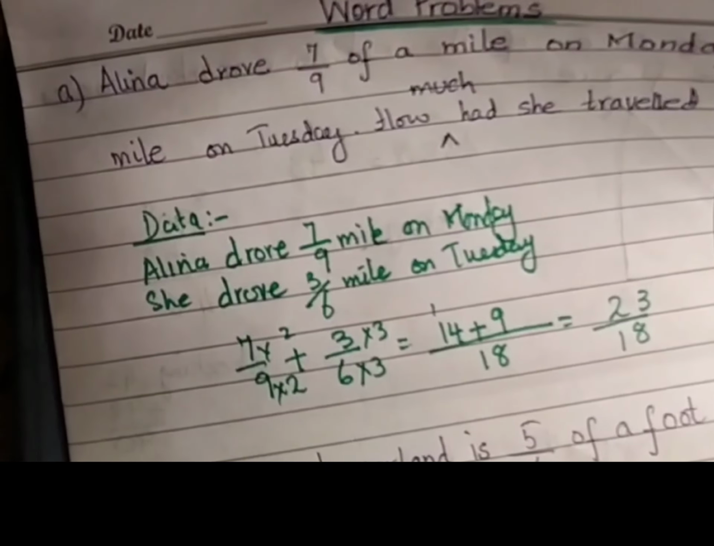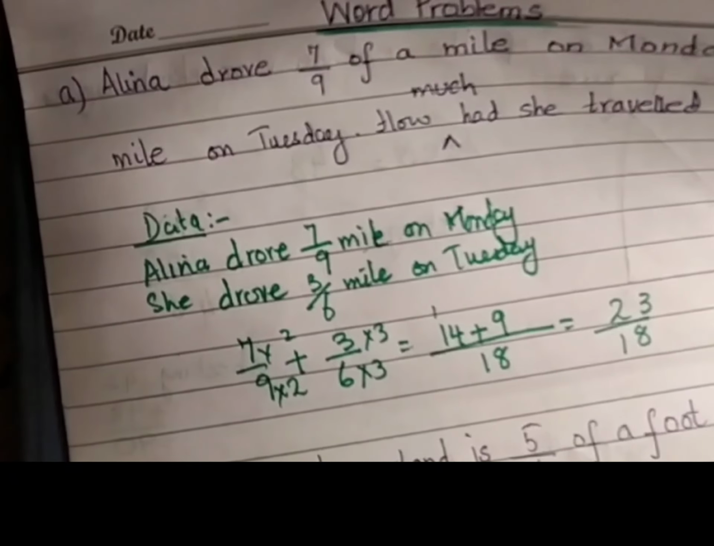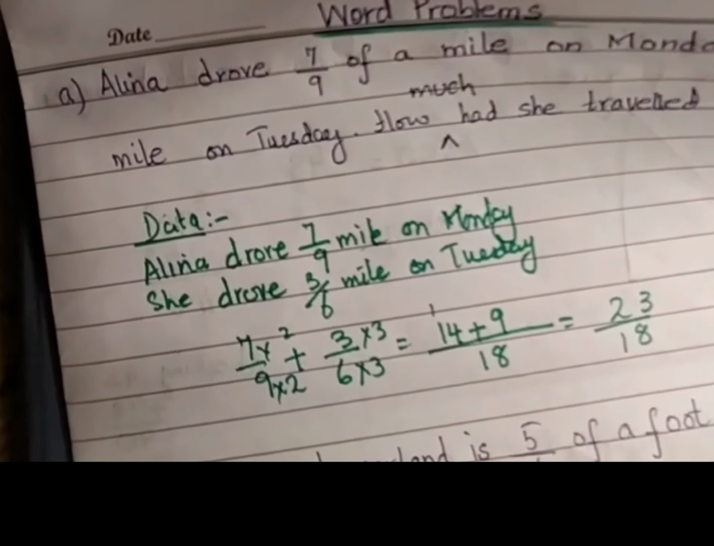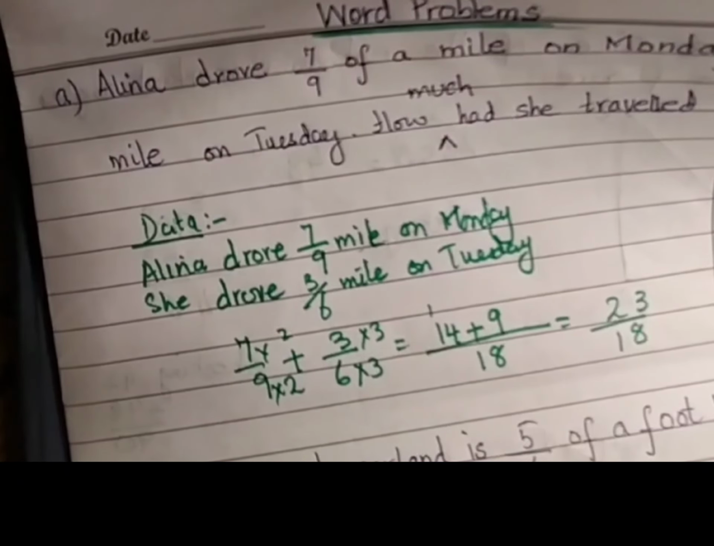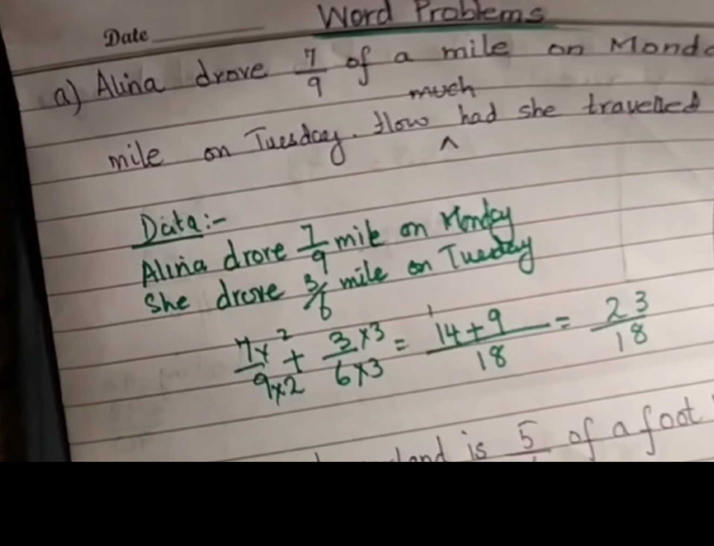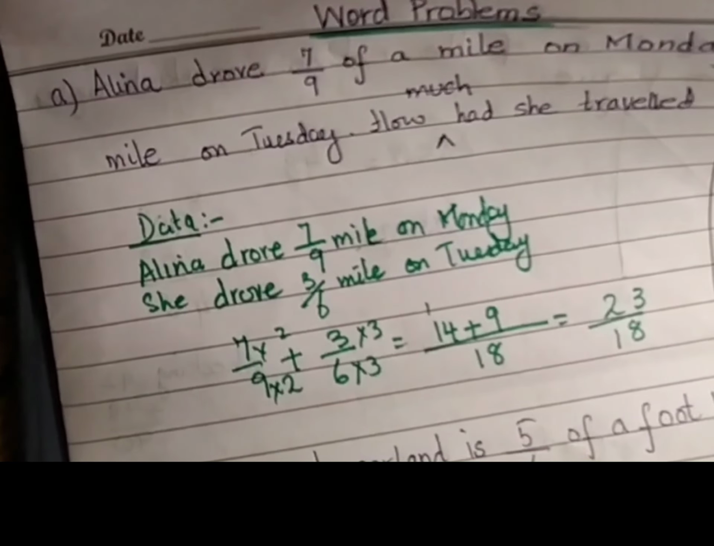But children, do you agree with me that the 23 upon 18 should be your answer? No. 23 is a bigger number standing on a smaller denominator. It is an improper fraction. So when you're given an improper fraction, what do you have to do? You will divide it. Yes.